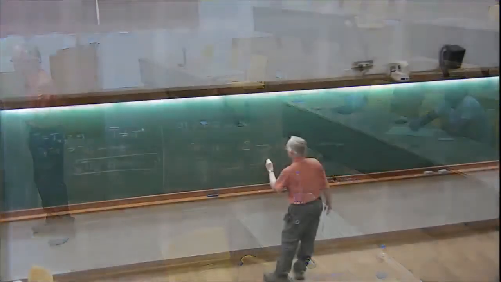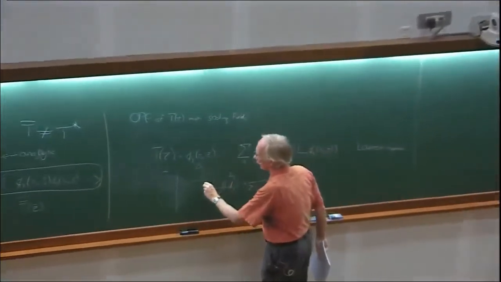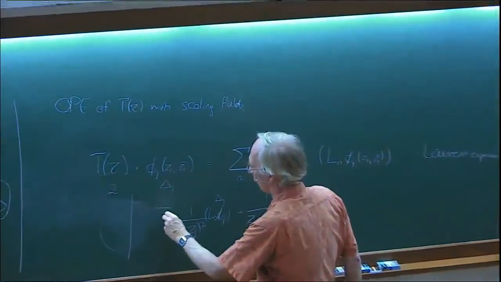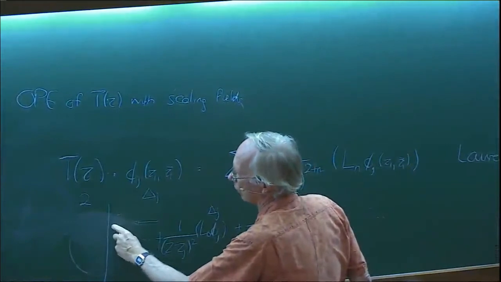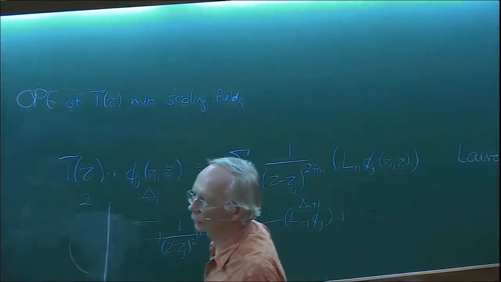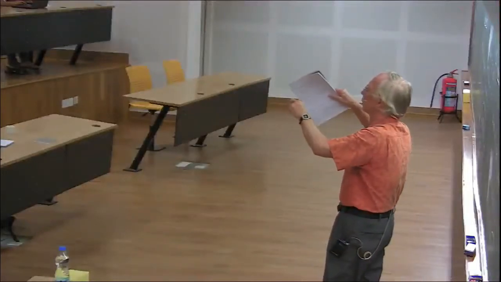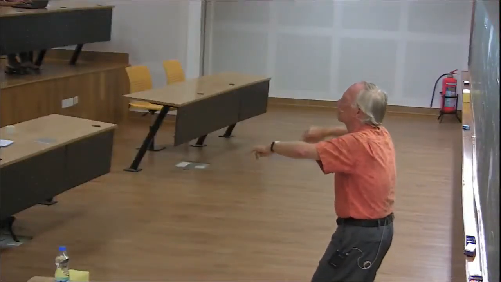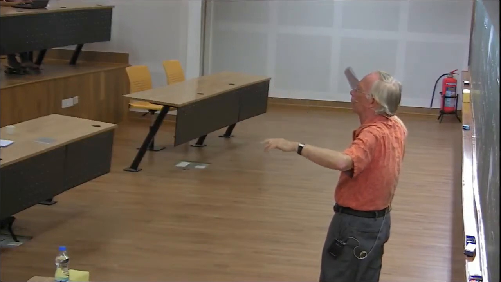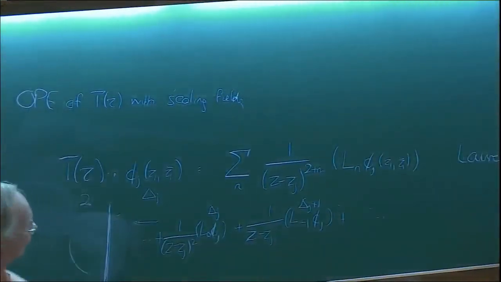This has dimension delta J plus 1, delta J plus 2. Going the other way, the terms here are going to have dimension delta J minus 1, delta J minus 2, and so on. The reason this has to stop is that this can't go negative. Because if something had a negative scaling dimension, it would mean that its two-point function didn't decrease, but actually increased as a power of r. So actually, this Laurent expansion has to stop somewhere.